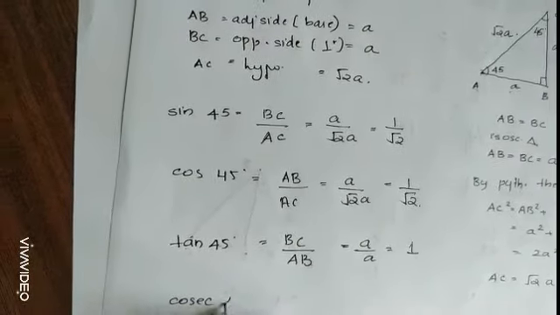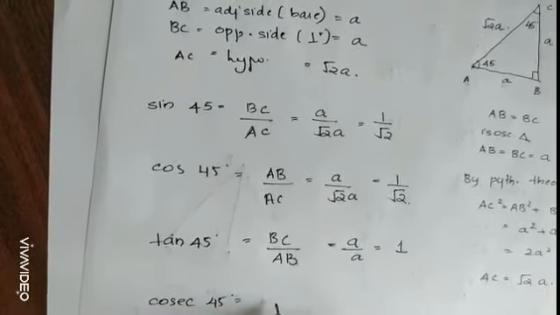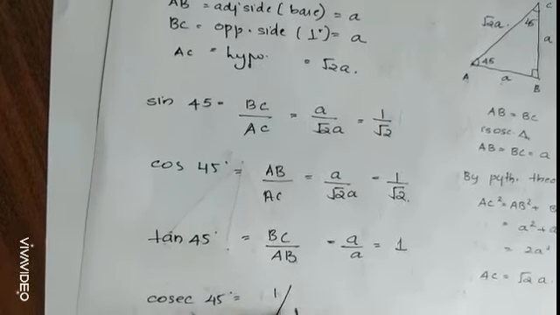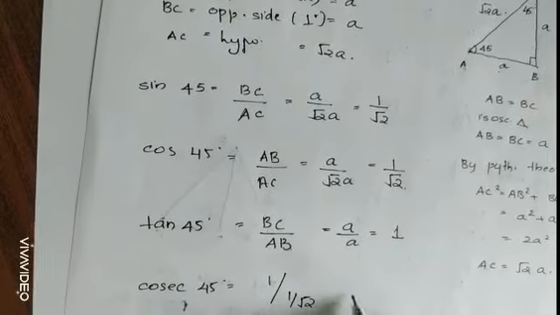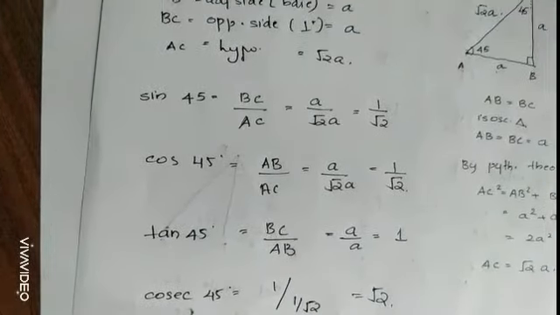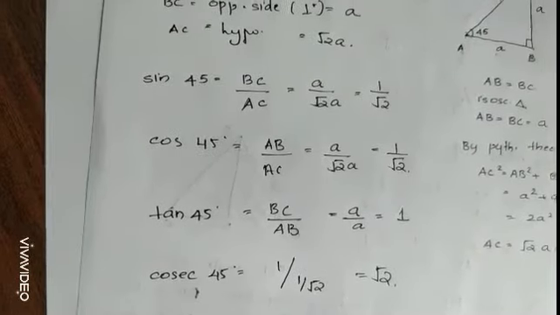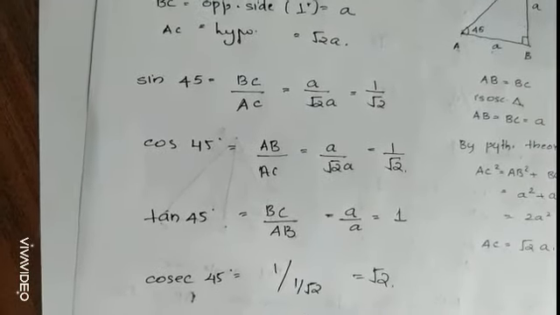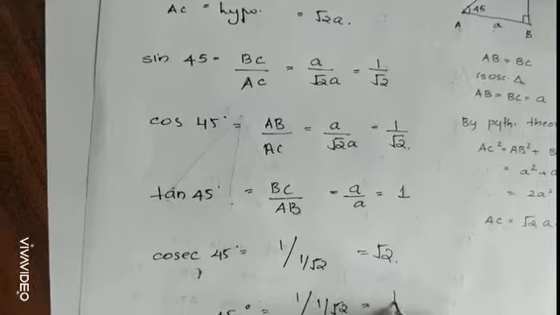Now cosec 45 is the reciprocal of sine 45, therefore 1 by 1 by root 2. This is equal to root 2. Then sec 45 is the reciprocal of cos 45, 1 by 1 by root 2. This is also equal to root 2.